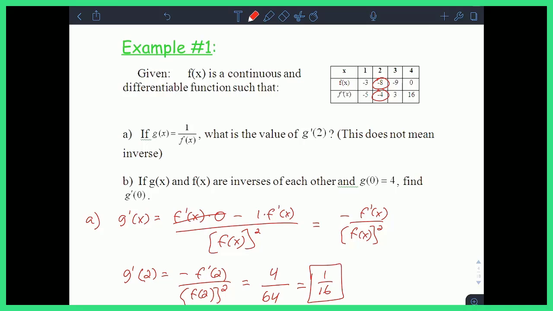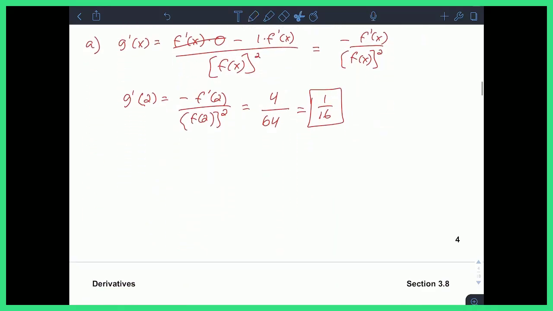Okay? Part B. If g and f are inverses of each other and g of 0 is 4, find g prime of 0. All right, we're going to go to the shack chart, patent pending. Okay, so we're going to do the shack chart here. And what we know so far is that I'm going to just replace these. Just use a little teacher hack here. Check this out. Just going to make this go away and make this go away. Isn't that cool? I know you're amazed.